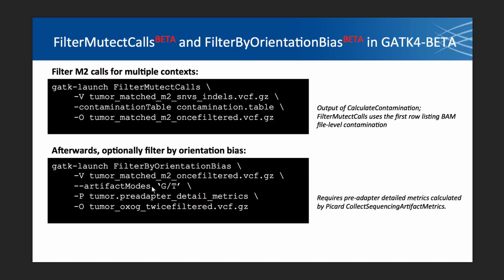Here you have to specify the artifact modes for which you want to filter. It doesn't do all of them. You have to tell it what you want to filter on. And here you give it a pre-adapter detail metrics file, which is one of many metrics files produced by Picard CollectSequencingArtifactMetrics.